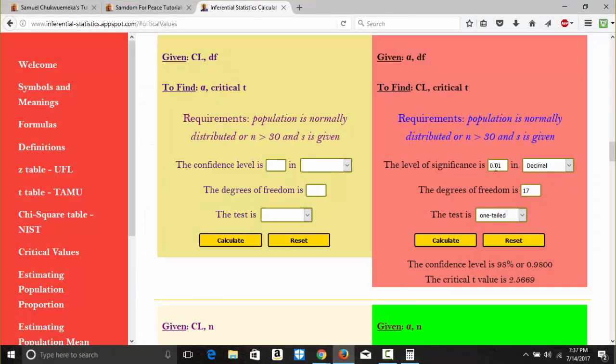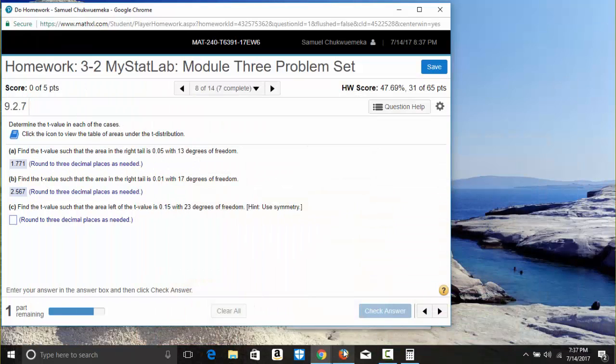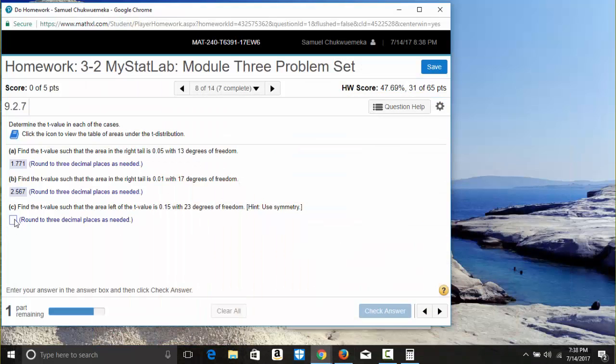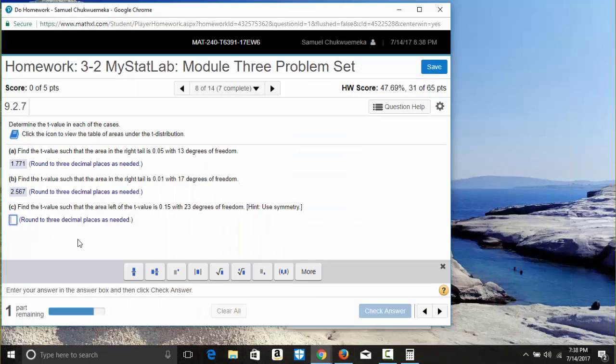So I'm going to put here 0.15, 23 degrees of freedom. And I'll just put negative 1.060. Because it's left tail, the T value is negative 1.060.